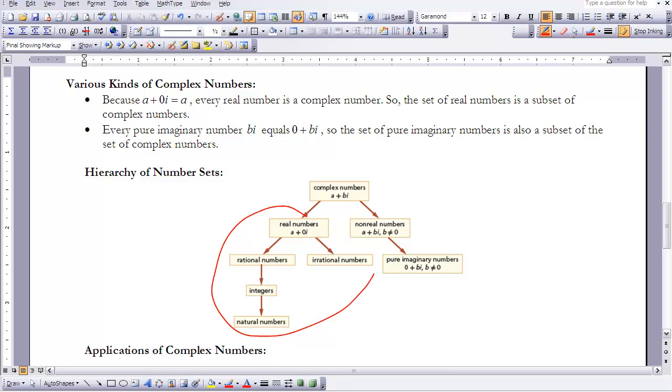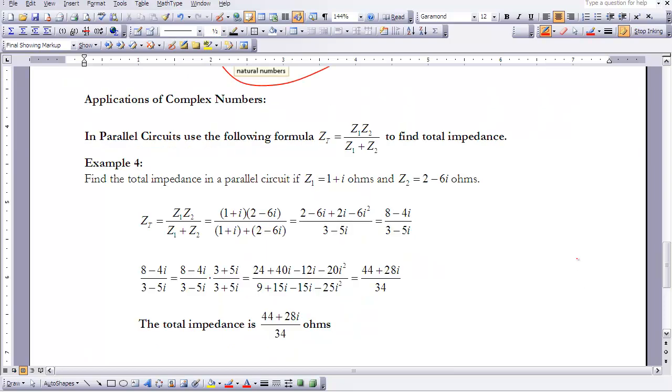So this was everything that you knew up until this chapter. But now that we've added the complex numbers, we've added a whole other branch, and that's our pure imaginary numbers, bi. It equals 0 plus bi. So the set of pure imaginary numbers is also a subset of the set of complex numbers. So we can see over here, a plus bi, and then we have pure imaginary numbers where it's just 0 plus bi, and assuming b is not equal to 0.